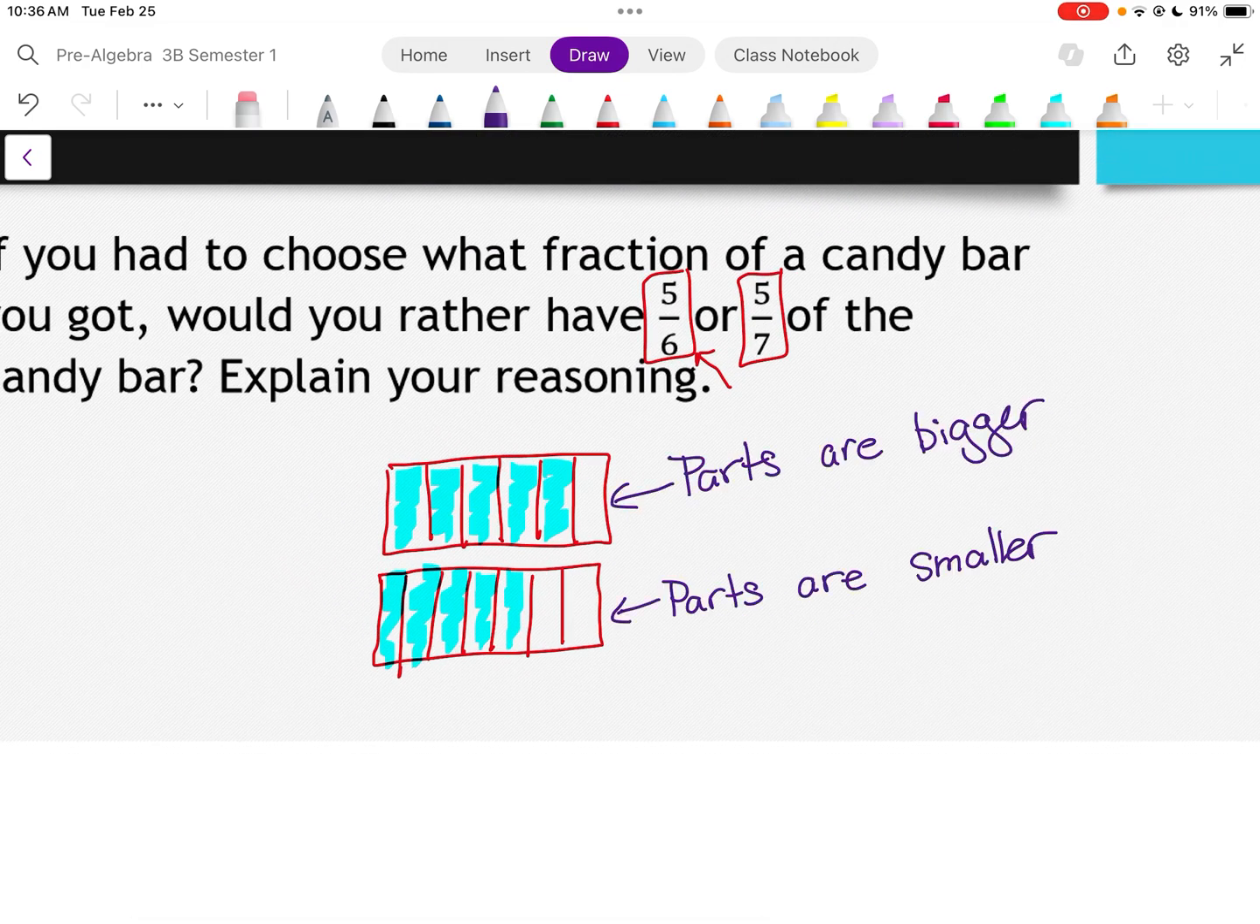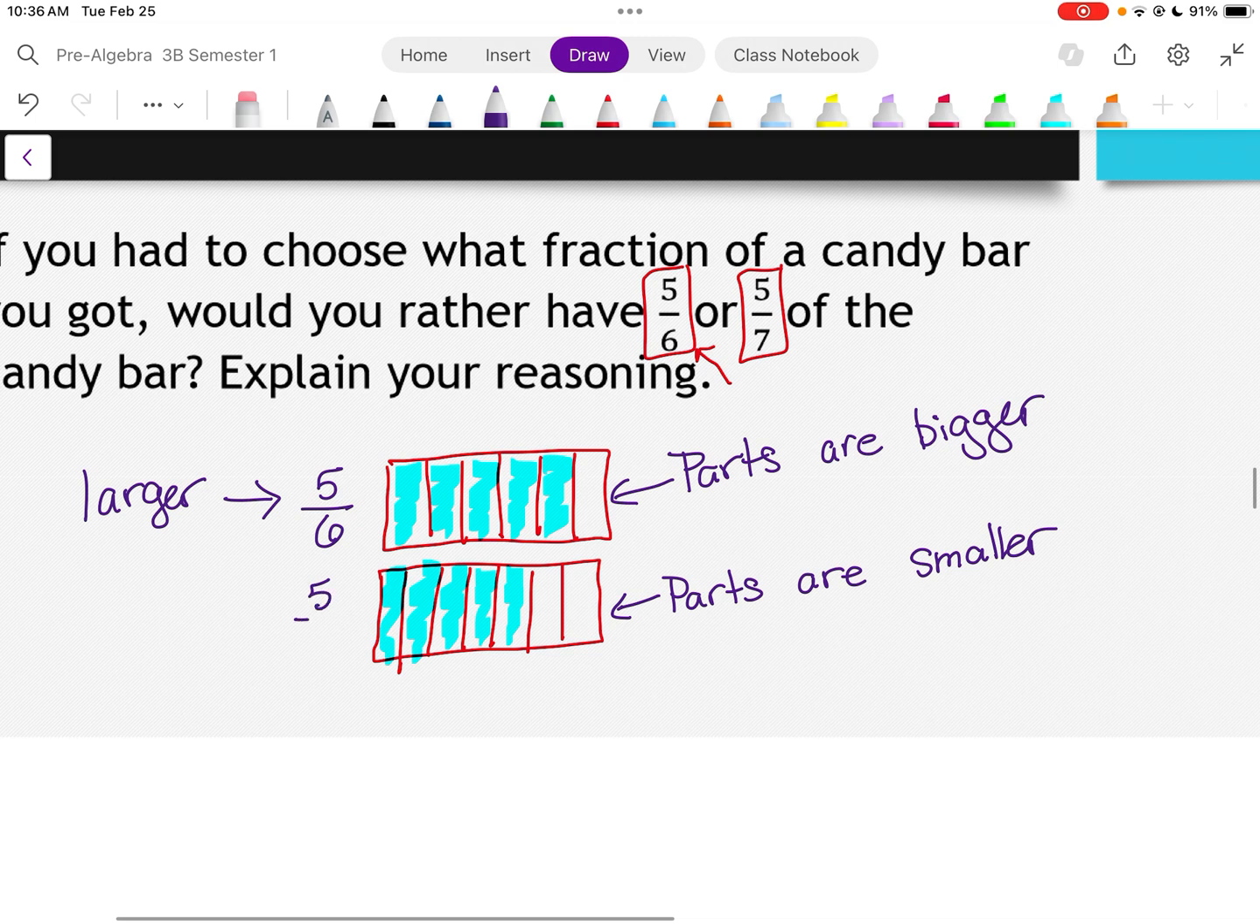So that means the 5 out of 6 is larger, or more of the candy bar, than 5 out of 7. So when two numbers have the same numerator, or number on top, and different denominators, you can tell which one is larger by which one is split into fewer pieces. Because the fewer parts you have to split it between, the bigger the parts are going to be.